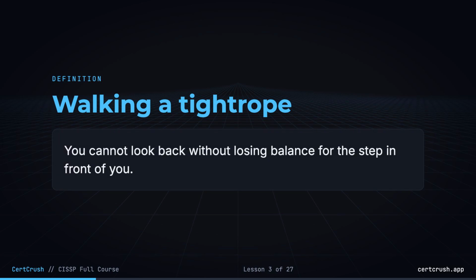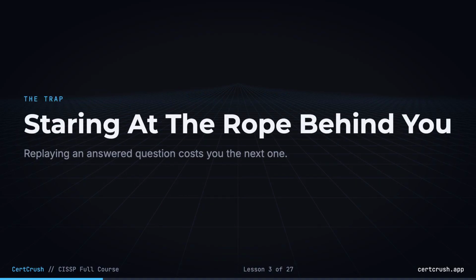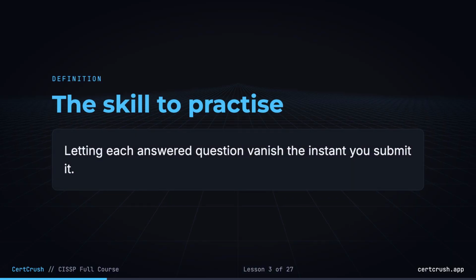There's a useful mental image here, walking a tightrope. You can't look back at the steps behind you without losing your balance for the step in front of you. The only place your attention can safely live is the question on the screen right now. A candidate who keeps replaying, "Did I get that crypto question right?" is staring at the rope behind them while trying to take the next step. The skill to practice before exam day is letting each answered question vanish the instant you submit it.